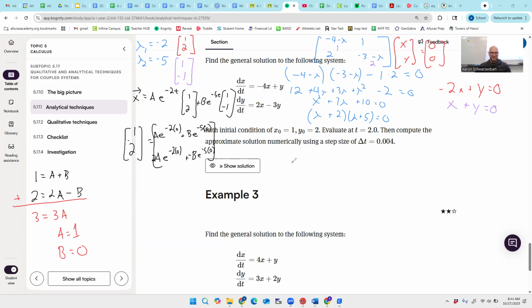So my equation simplifies down a bunch since b equals 0. X vector becomes e to the a is just 1. I'm interested in t equals 2. I'm interested in these x and y's. 1 times e to the negative 4 is the first one. 2 times e to the negative 4 is the second one. And you can get decimals for those, correct?